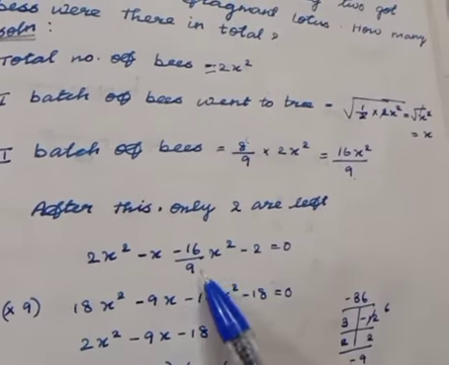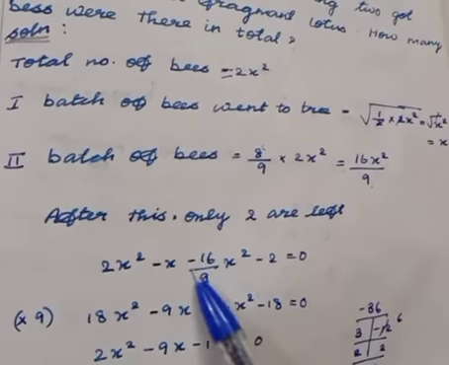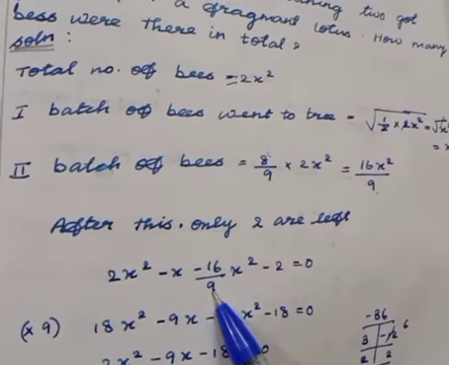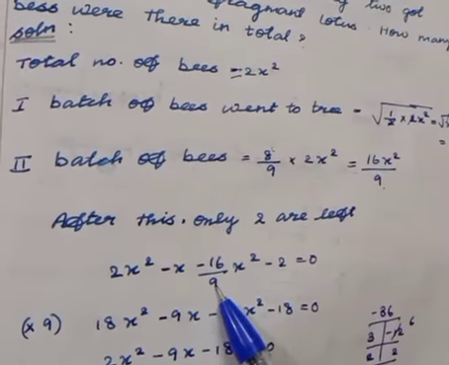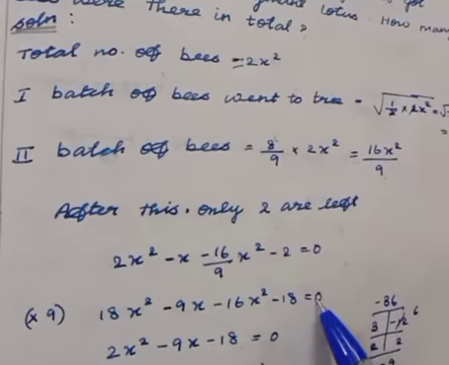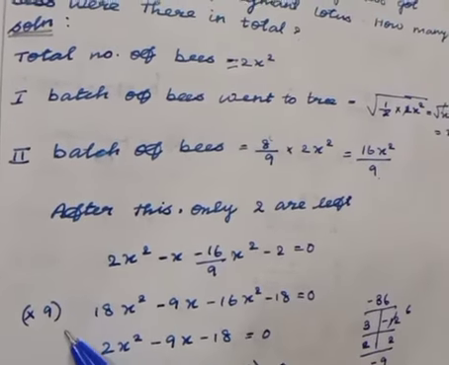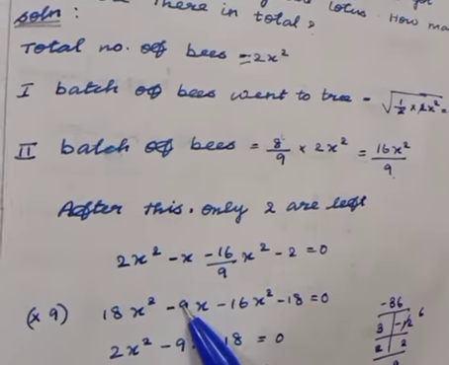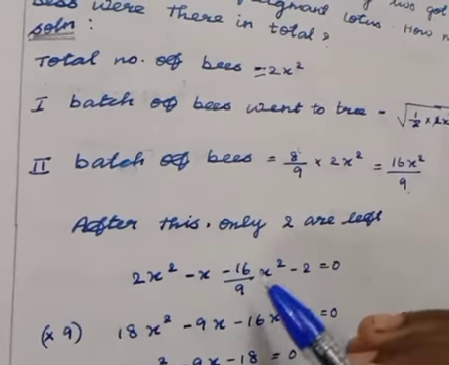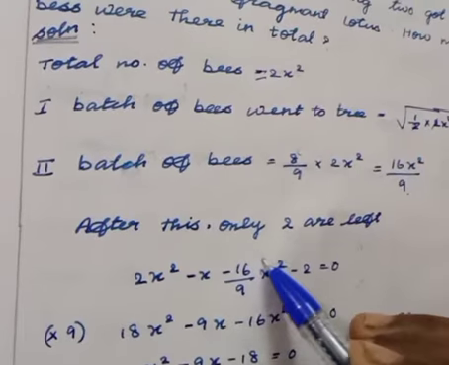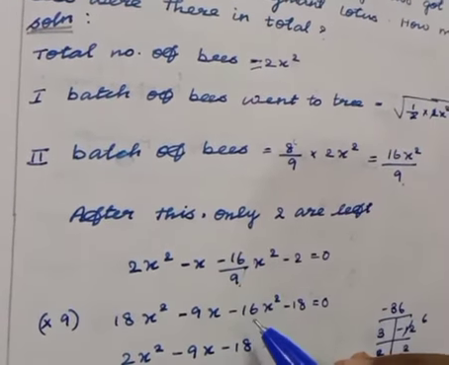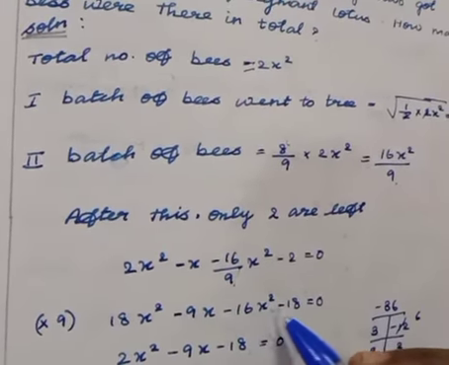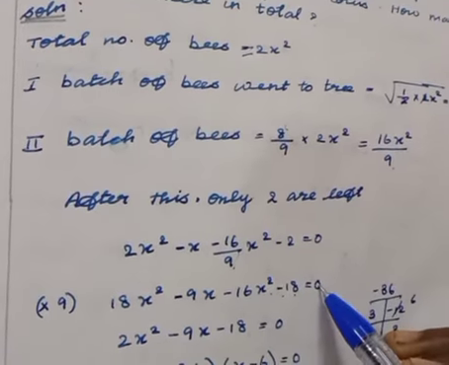Now here you have one fraction value, so you have to first simplify this fraction. So what do you have here? 9. So multiply the total equation with 9. That is 2 into 9, 18x², minus 9x, minus 16/9 into 9. 9 cancel. So that is 16x², minus 18, is equal to 0.